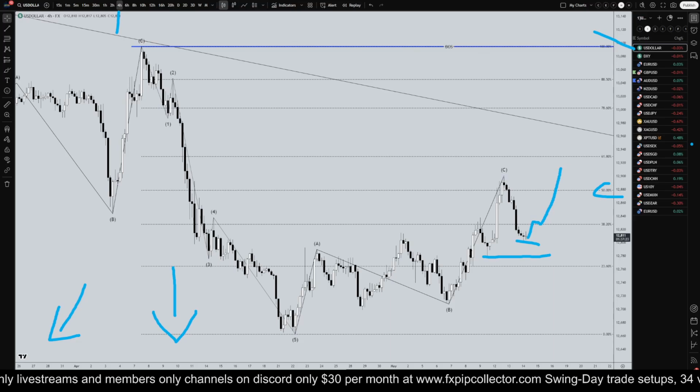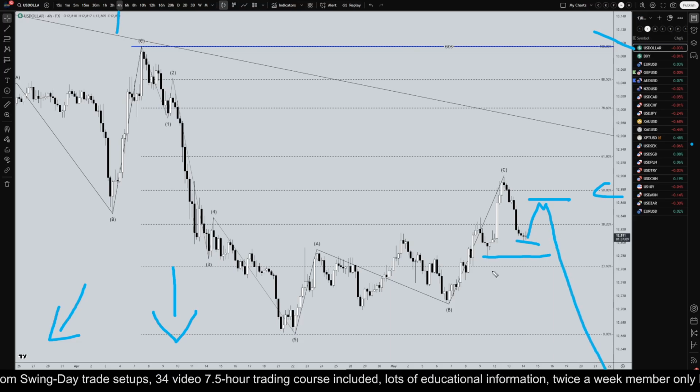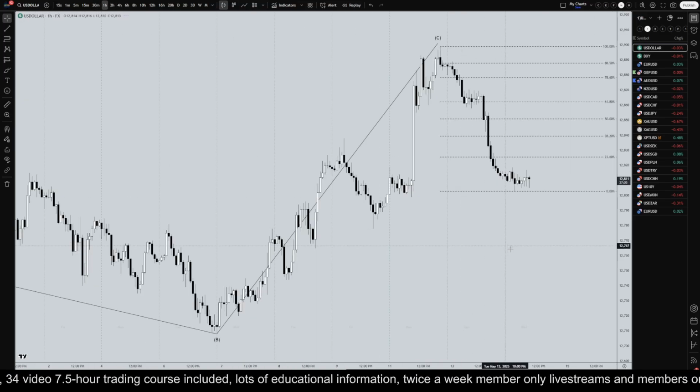It definitely looks like an ABC correction, but the fact that we don't have that break of structure and we don't have a very significant lower high yet tells us that we do have to be a little bit cautious in assuming that it definitely is the end of an ABC correction and that it really is going down like we are hoping for. So going down to the 1 hour time frame.